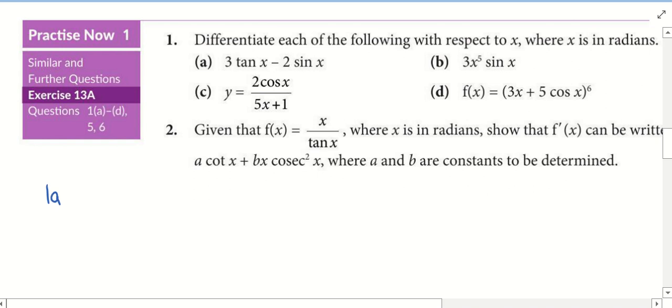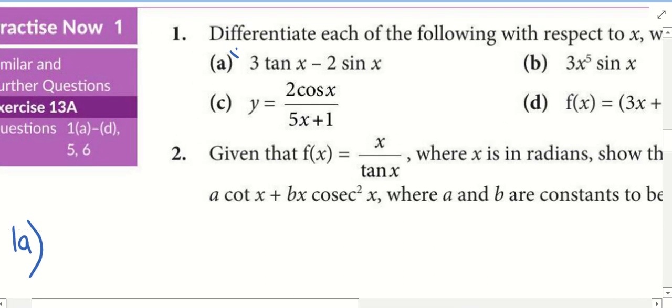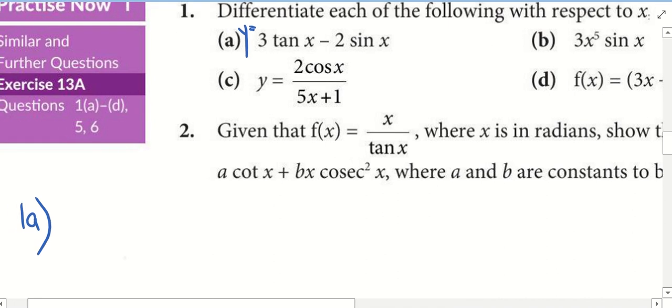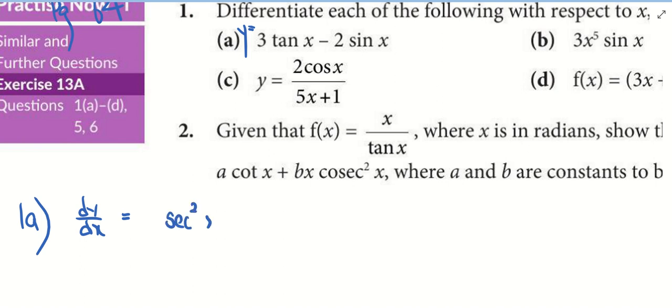1 part A. Alright, 3 tangent x minus 2 cosine x. Let me label y over here first. Alright, so for 1a, I will need to do differentiation. It will be dy/dx. Tangent x, when we differentiate tangent x, what will we get? Secant square. But there's a 3 in front, just write the 3 in front.